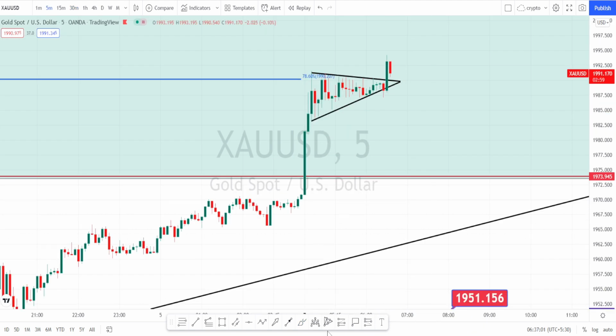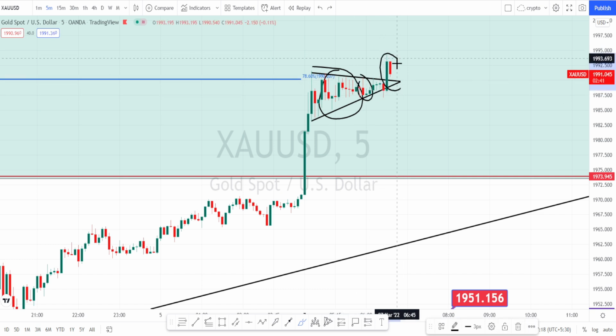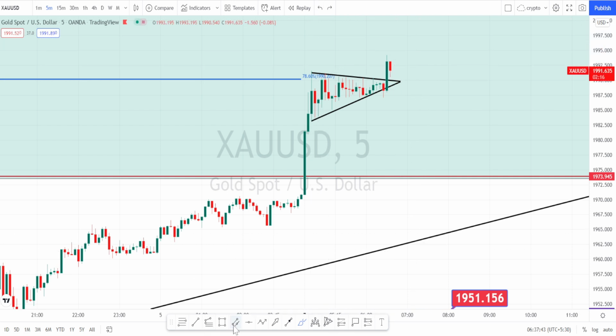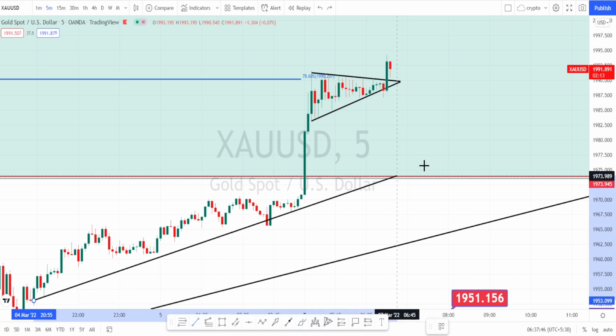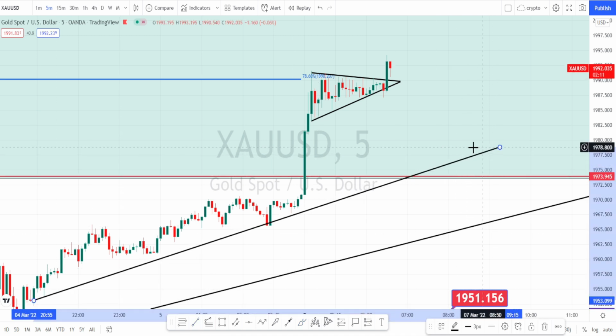I am in the 5 minutes time frame now. When I started this analysis, it was trading within this flag pattern or triangle pattern, and it has given a breakout from this triangle pattern, and it is on a retracement now. We can expect it to take support on this support line of the triangle pattern, then to continue its bullish trend. So overall, when we look at the price action, it is still in a very strong bullish trend.